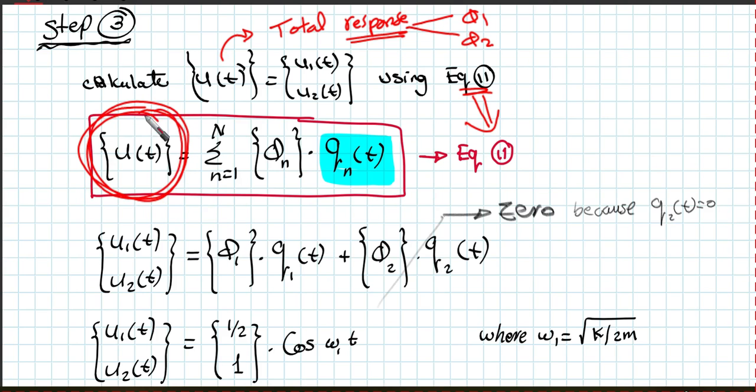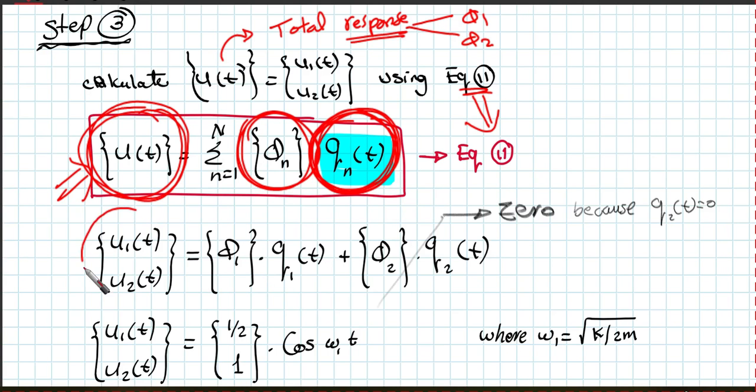In equation 11, we see that this is the total response, which is any vector that can be represented by a set of n vectors multiplied by the modal coordinates. You remember this? This is the modal expansion displacement concept that I explained 2 lectures before. Any vector in the world, you can represent it by n independent vectors multiplied by modal coordinates, which are scalar multipliers.